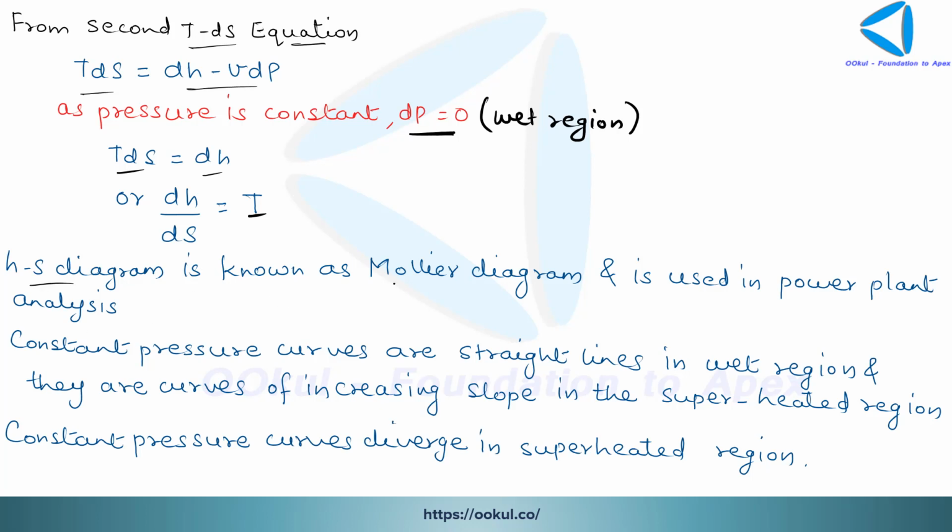This HS diagram is known as the Mollier diagram, I have already told you, and it is used in power plant analysis. Constant pressure curves are straight lines in the wet region and curves of increasing slope in the superheated region. I have already shown you. Constant pressure curves diverge in the superheated region. Okay, this also I have told you.